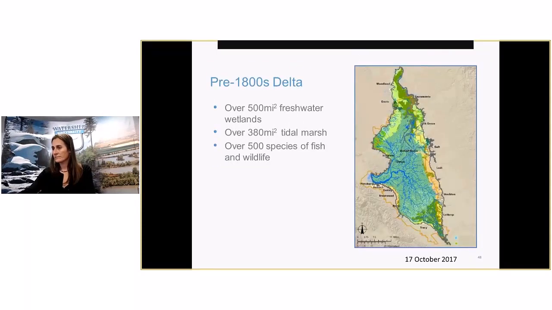We also recognize that the ecosystem is really important, and if we visit the pre-1800s Delta before European settlers arrived, the Delta was over 500 square miles of freshwater wetlands and 380 square miles of tidal marsh. It was the home to over 500 species of fish and wildlife, and has often been characterized as the American Serengeti.